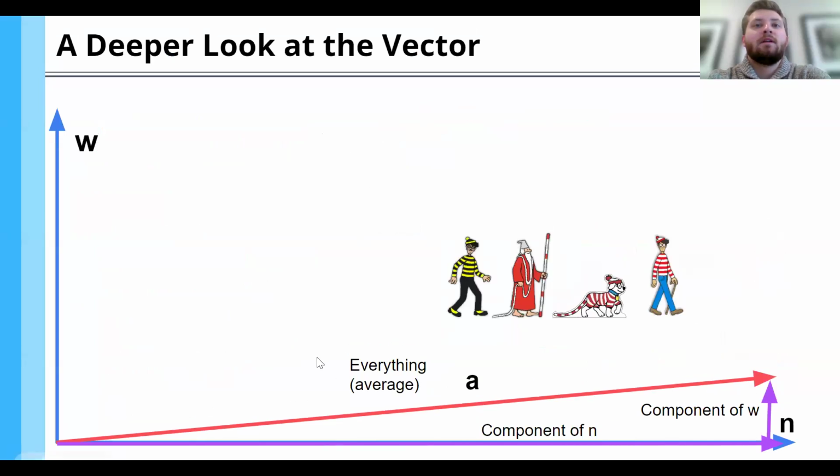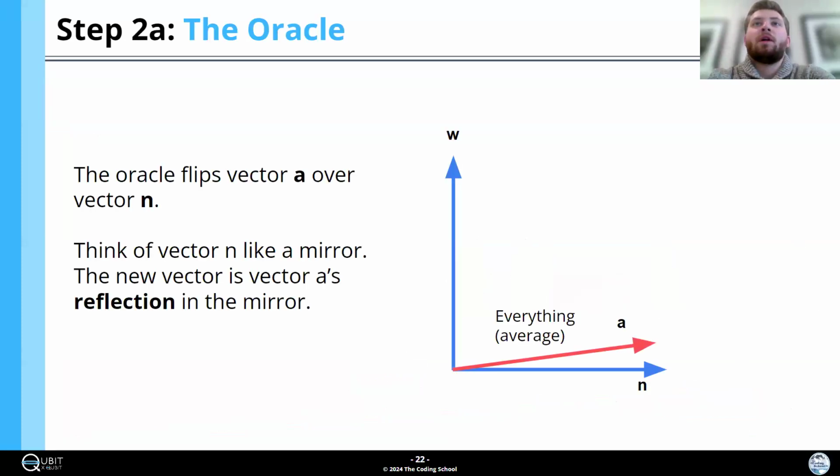Okay, so here we're going to take a closer look at this vector. This A vector is all of our states. You see, as I mentioned, it's much closer to N than W. There's a very small component of W here and a very large component of N. Right, so what is the next step?